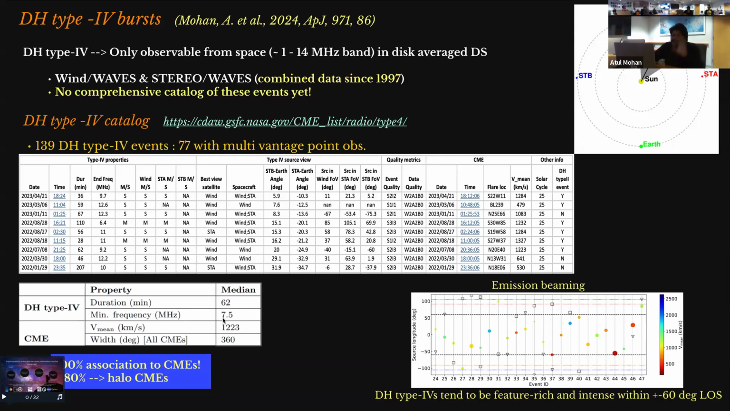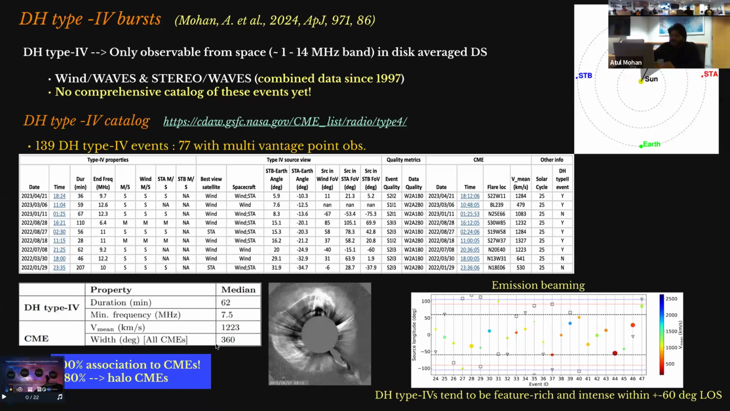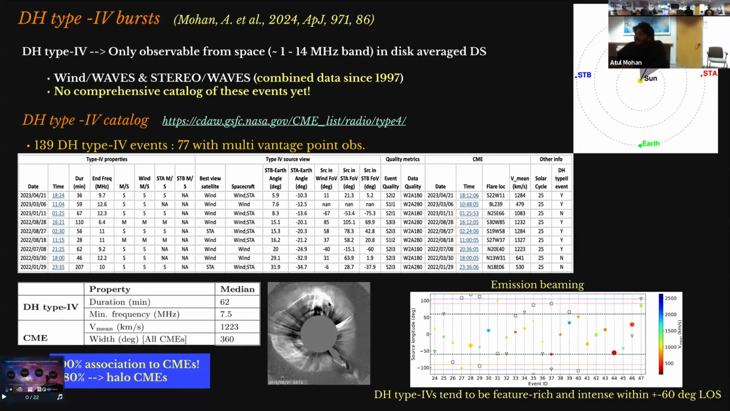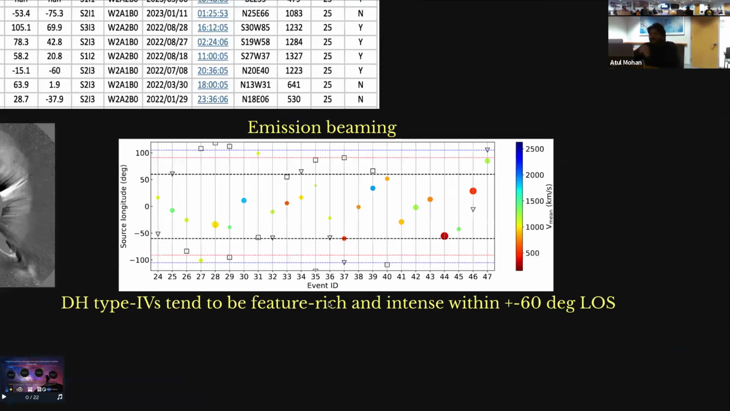And they usually extend typically down to like 7 megahertz, and they are, like I mentioned, very closely associated with fast CMEs, like CMEs with speeds of more than 1200 kilometers per second, and usually also with halo CMEs, which extend so much, which is so powerful, that it covers the entire disk of the coronagraph. Okay. Now coming to the beaming question.